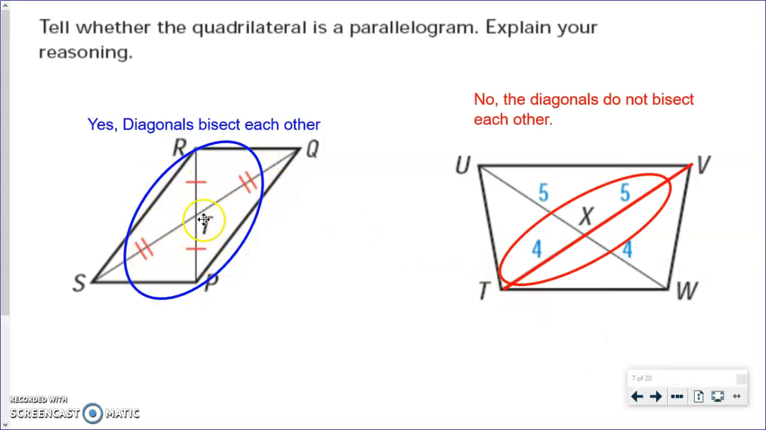So this one, the diagonals bisect each other. Both of them bisect each other, so it is a parallelogram. This one, the diagonals are not bisected. This is 5, that's 4. If this was bisected, those numbers would be the same. And again, you can't always go just by the way it looks. But if it looks like a parallelogram, then try and use some ways to prove that it is a parallelogram. If it doesn't look like a parallelogram, then see if you can find out why it's not a parallelogram. We don't just want to say it's a parallelogram because it looks like one, but it's a good place to get started.